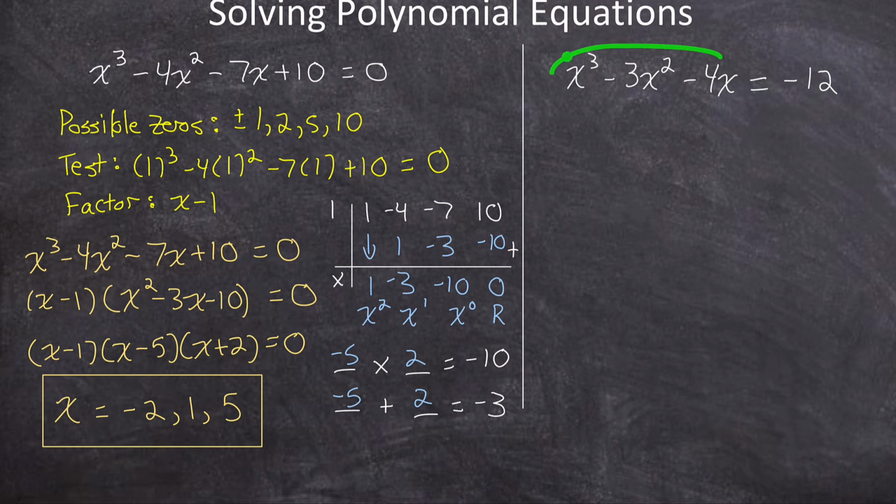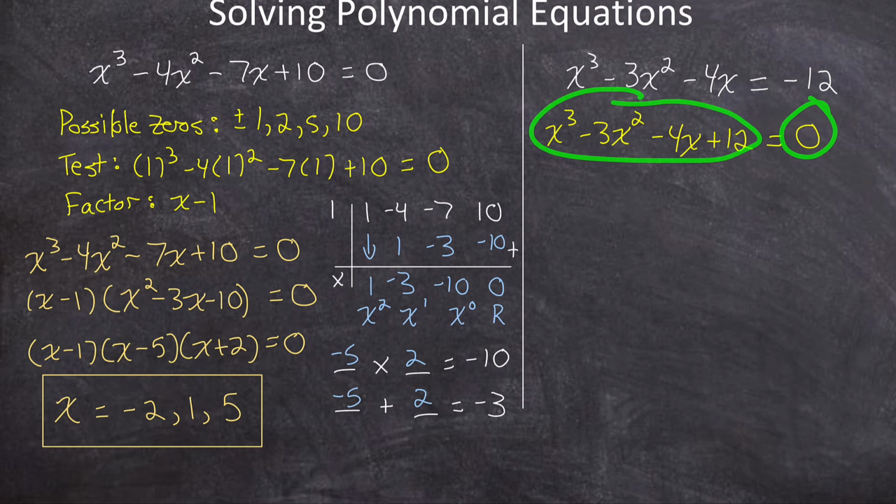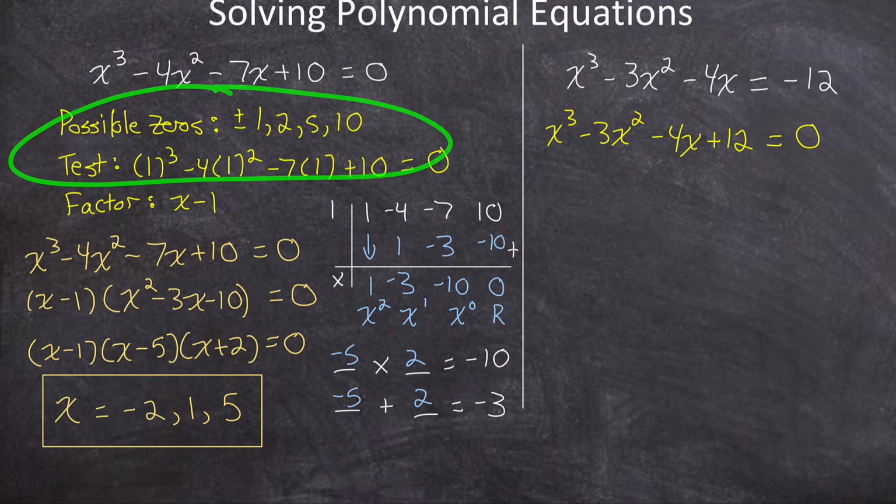Let's move on to the second equation, the one on the right. The first thing I notice is that it's not set equal to 0, it's set equal to -12. So we'll start by moving that -12 to the other side. And now that the polynomial is set equal to 0, we want to get the polynomial into factored form. But for this one, we actually don't have to do a test of the possible zeros and then do a synthetic division to get it into the factored form.